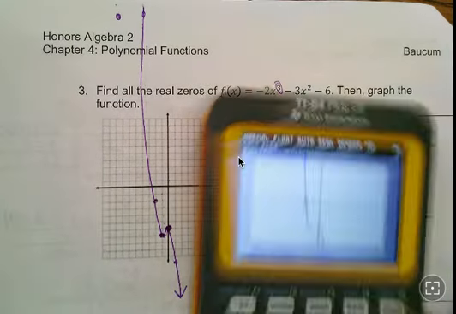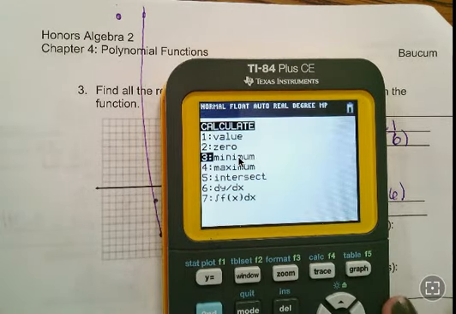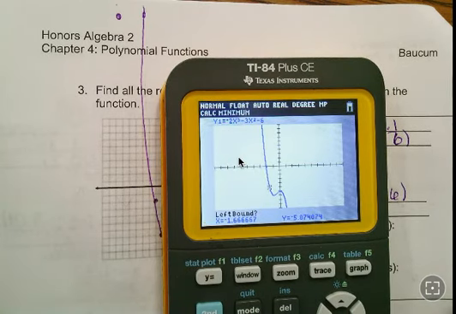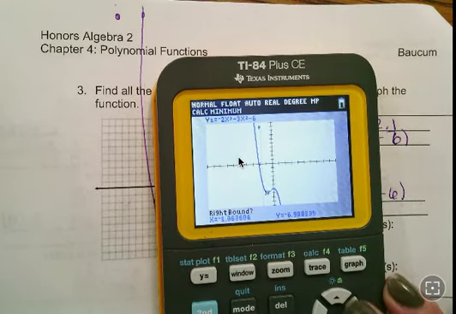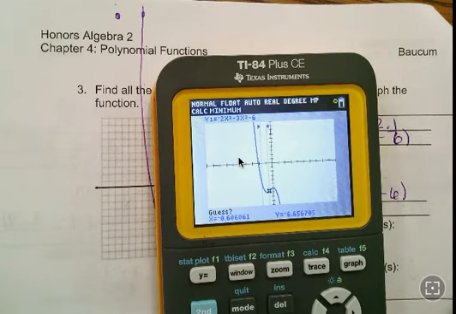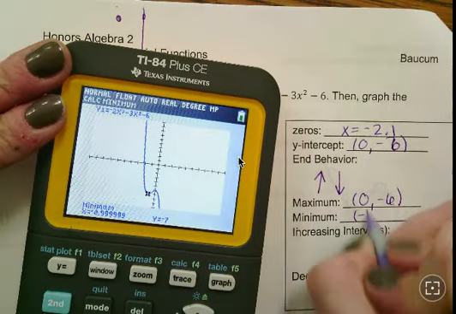But just in case we didn't know that, like it appears to be there, but let's check to make sure that's really it. So if we hit second trace minimum, okay, and go to the left of the minimum, click Enter. Go to the right of the minimum, click Enter, and then click Enter again. And it appears to be exactly where we thought it was, negative 1, negative 7.